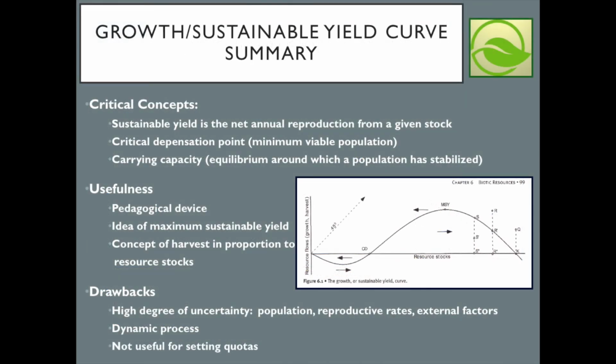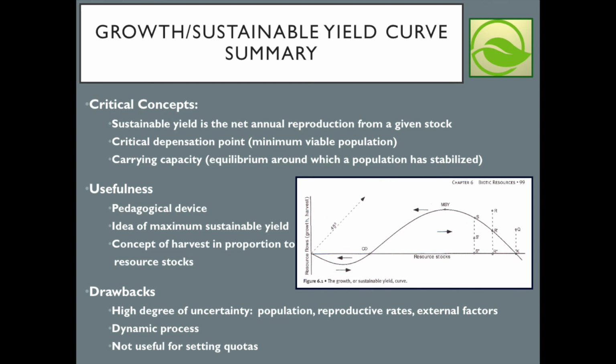So, in summary, the sustainable yield curve provides us with some critical concepts. First of all, we have sustainable yield, identified as the net annual reproduction from a given stock. The critical depensation point is the minimum viable population and is represented by CD. Carrying capacity is the equilibrium around which a population has stabilized, and that's represented by capital K. And this is a very useful pedagogical device. It provides us with an idea of maximum sustainable yield and concepts of harvest in proportion to a given resource stock. Unfortunately, there are drawbacks to it.